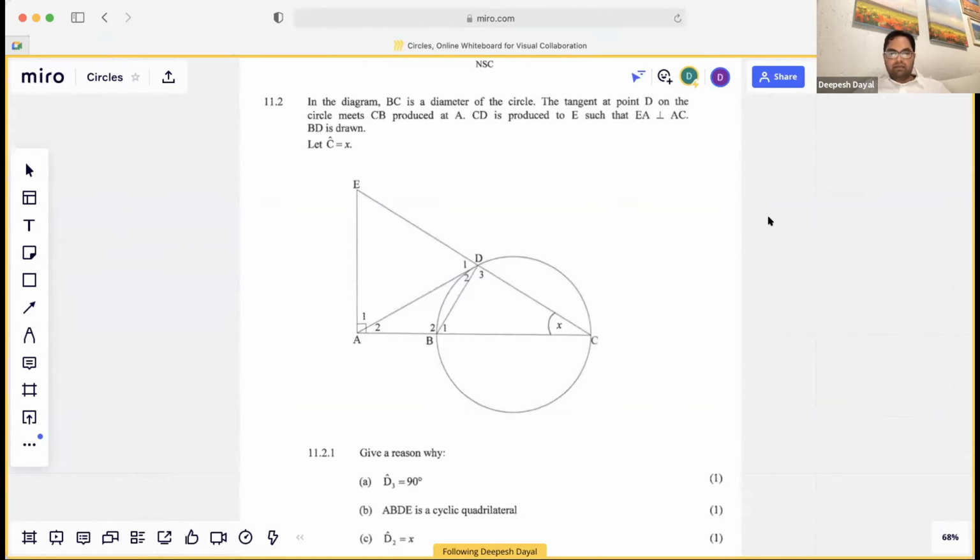We've got three 1-mark questions there, which is the first one. Give a reason why D3 equals 90 degrees. What do you think? Why is D3 equal to 90 degrees? What is the reason? Who wants to try? Yes, great, thank you. This is because of angle in semicircle.